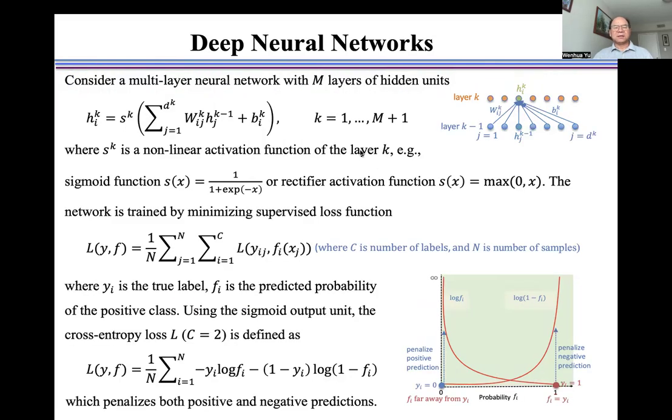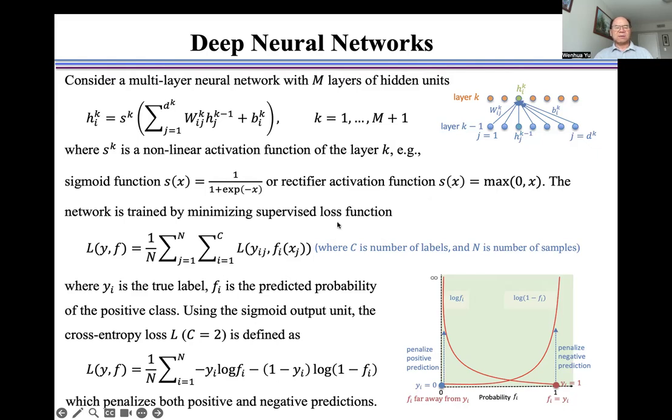Consider a multi-layer neural network with m layers of hidden units as shown here, and explained in this figure, with the weights and bias between layer k and layer k minus 1, where s_k is a nonlinear activation function of layer k. For example, the sigmoid function is expressed in this formulation, and the rectifier activation function as expressed in this formulation.